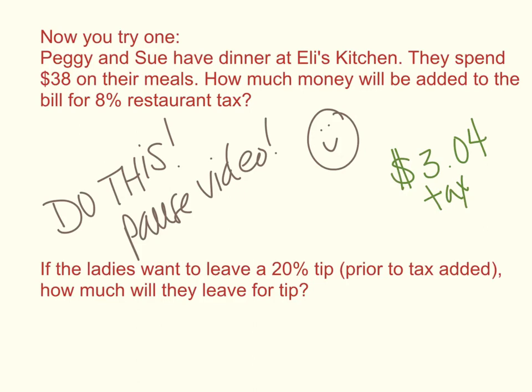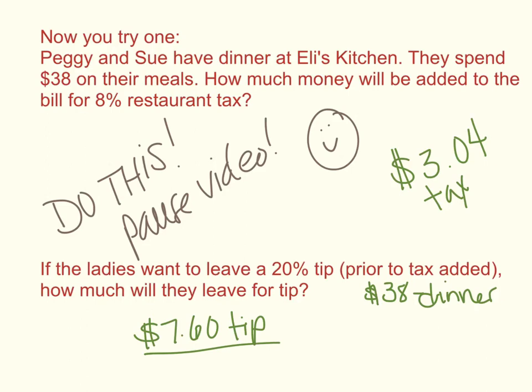And if you also went ahead and did that the ladies want to leave a 20% tip prior to tax being added, that means that they're going to still use that $38 as their lunch, or was it dinner? Sorry, dinner bill. They're going to find out what is 20% of $38. And if you did that one, you should have gotten that they will leave $7.60 for a tip.